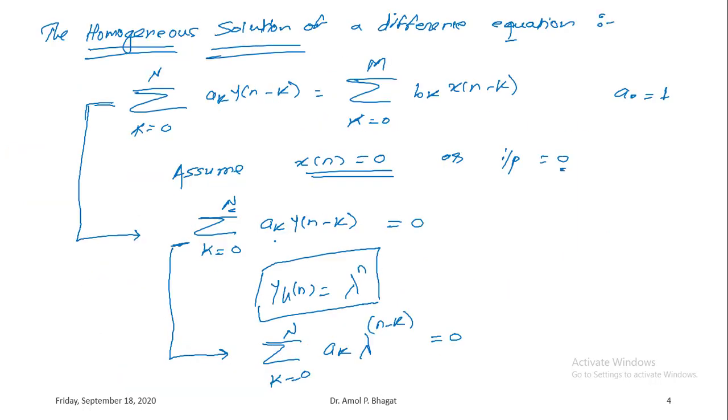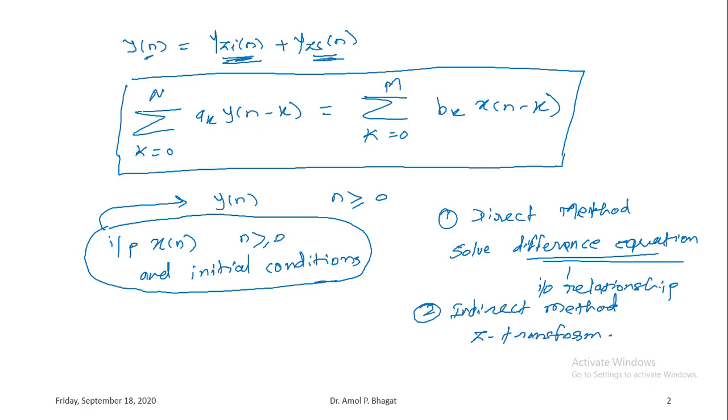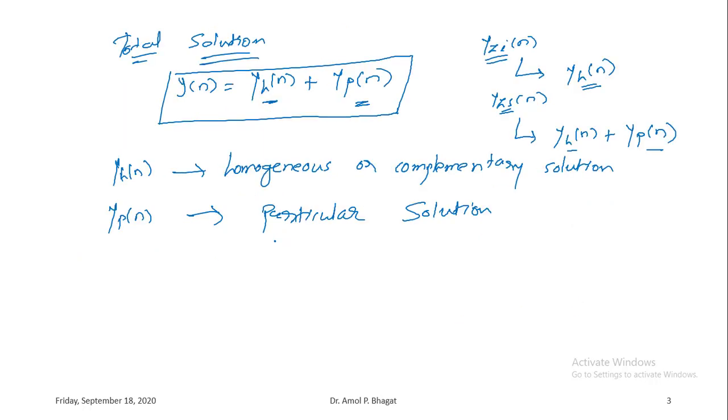So in today's session we will discuss how the total solution of the difference equation is represented. There are two methods, the direct method or the indirect method. In subsequent sessions we'll be looking at the direct method, that is nothing but solving the difference equation, right? The total solution comprises two parts, that is the homogeneous solution and the particular solution. From the homogeneous solution you can identify the zero input response. From the homogeneous solution and particular solution you can identify the zero state response.